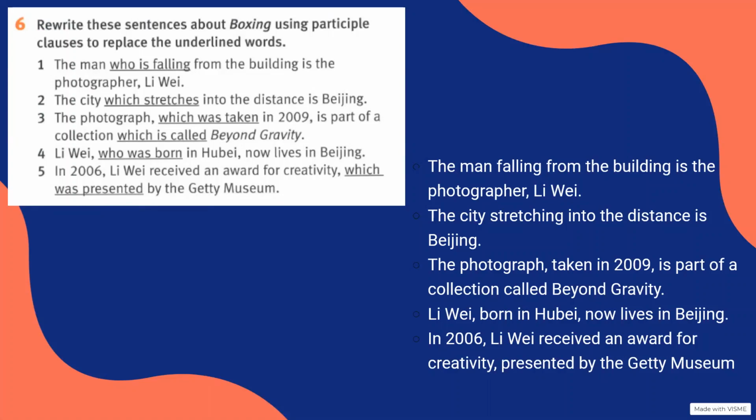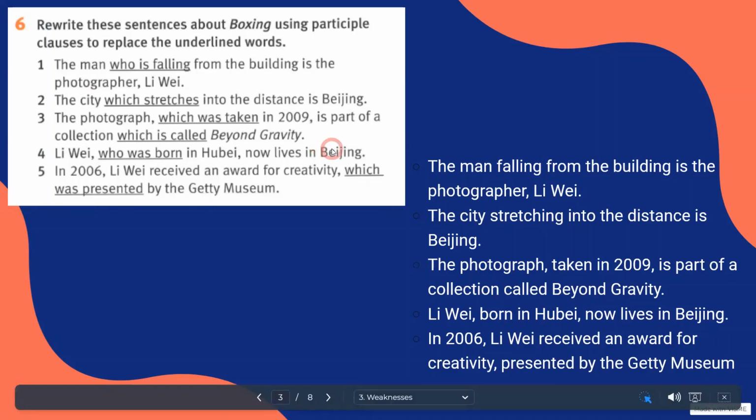The photograph which was taken in 2009 becomes the photograph taken in 2009. It stays in the past participle because it is passive, and we just remove the relative pronoun which. And furthermore, it is part of a collection which is called Beyond Gravity, and we turned it into it is part of a collection called Beyond Gravity. So we removed which. Li Wei, who was born in Hubei, becomes Li Wei born in Hubei.